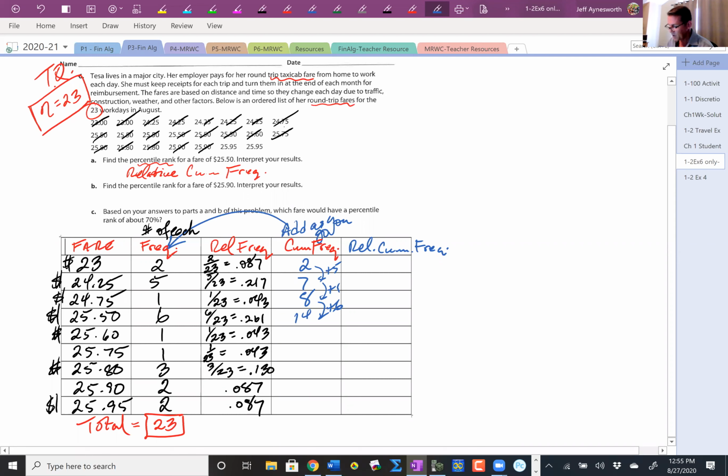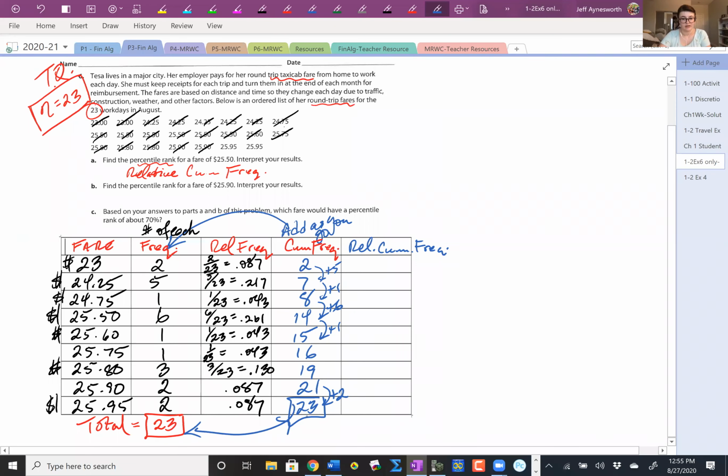The next frequency is 1, so add 1, so to 15 here, and then add 1 more to 16, and then add 3 to 19. Again, I'm adding the frequencies here. And then add 2 more to get 21. And then I better get 23 if I add 2 and I get my final. And I get 23. Okay, this right here should match this. These are the same.